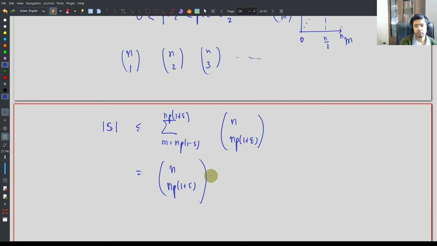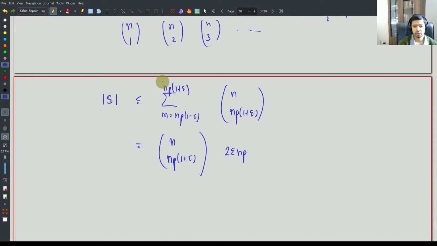Correct. 2 epsilon times np, or 2 np times epsilon. Good. Now of course, I'm being a bit loose over here because I'm assuming that np(1 + epsilon) and np(1 - epsilon) are all integers. But whatever, these are just some rough calculations. So in principle, I should take floor and ceil.